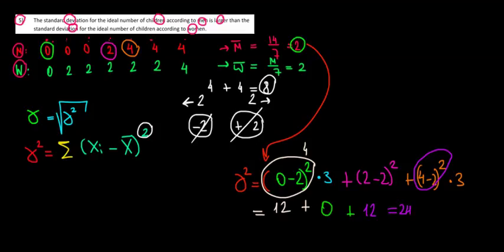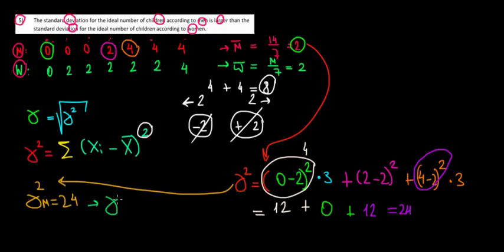That's just the variance for the men. Let's write it over here. This is the variance for the men, equal to 24. The standard deviation of it is going to be the square root of 24, which is equal to 2 square root of 6. Okay, we leave it like that in this video. In the next one, we replicate the same method to find the variance and the standard deviation for women and compare them.